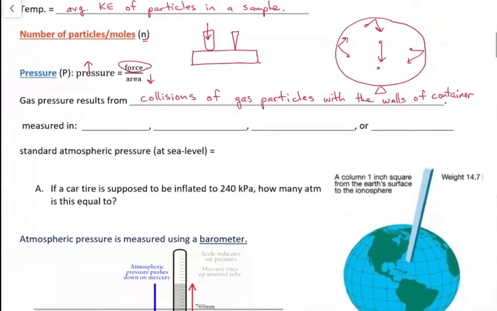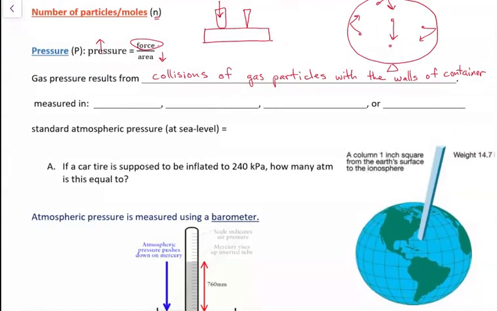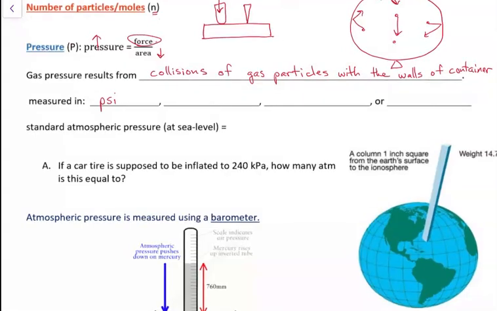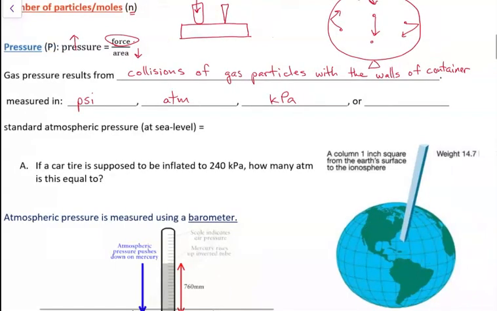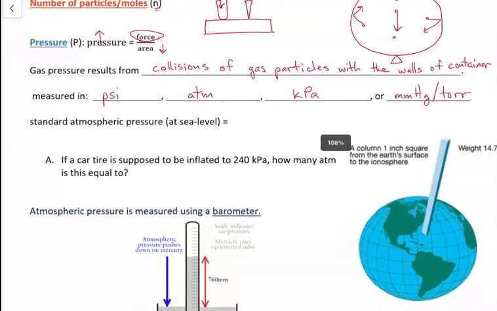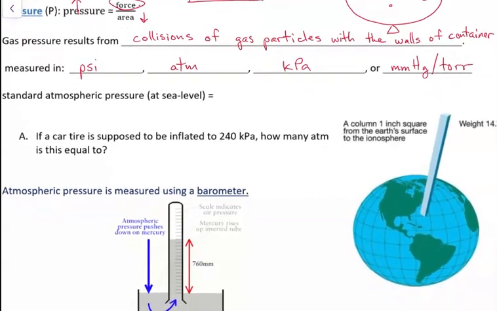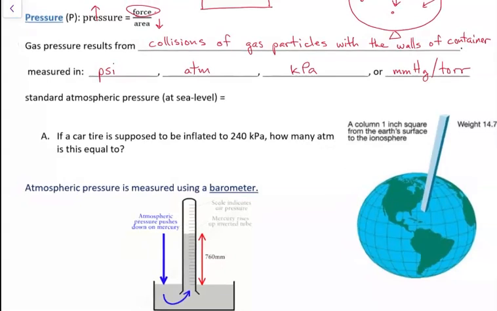There are a couple of different ways to measure it. We can measure pressure in pounds per square inch, PSI, so how much force is applied over a certain area. ATM, which is atmospheres, kilopascals, kPa, or we can also measure it in millimeters of mercury, which is the same thing as torr. Now, I know all of this stuff doesn't mean a whole lot to you right now, but as we get into this and explain what each of these units is at standard sea level, hopefully it'll make some sense.